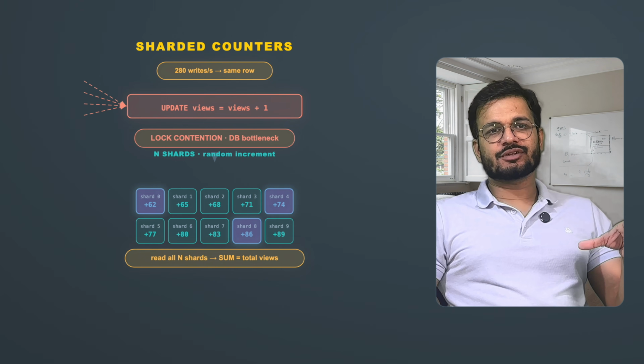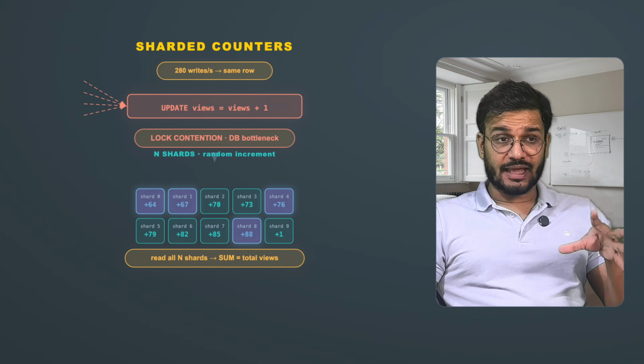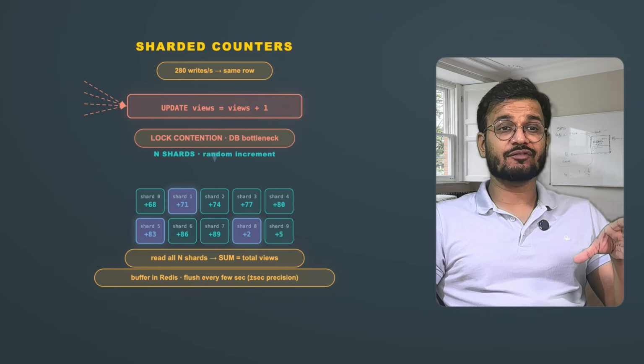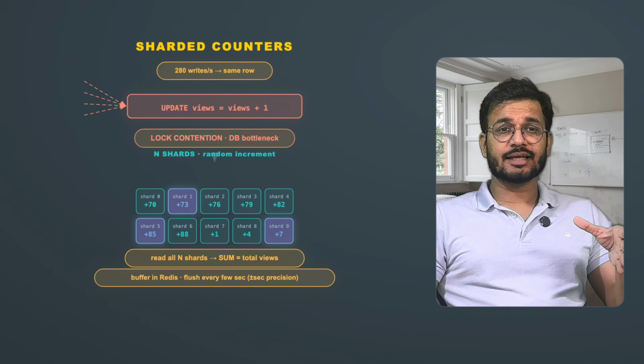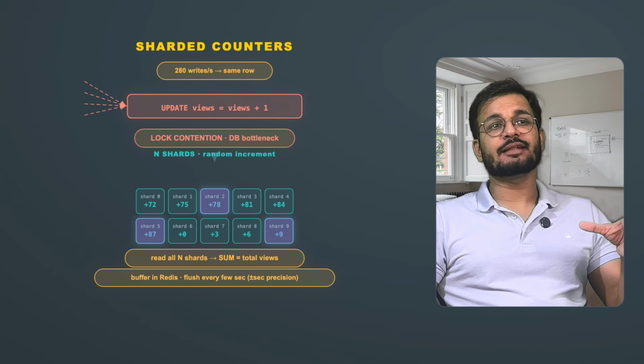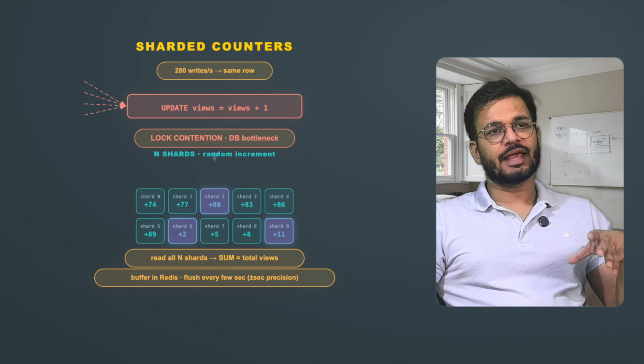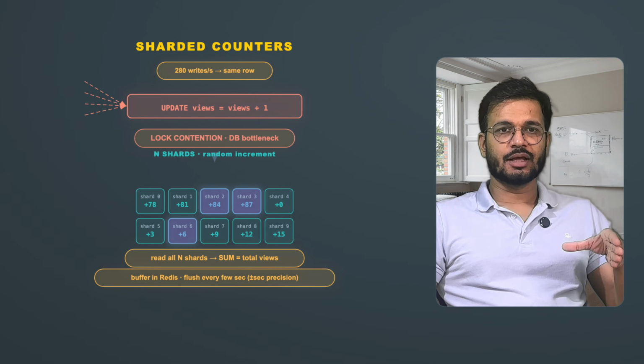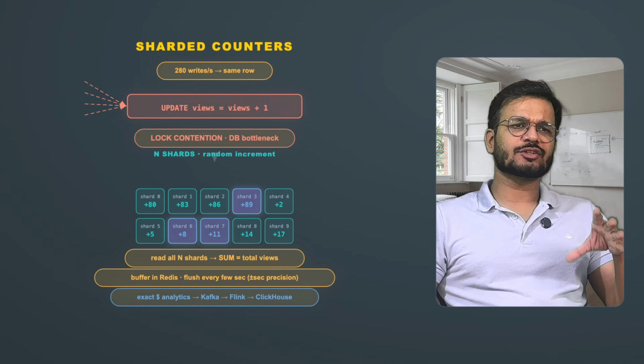The lock contention is reduced by a factor of n, but you still might not want to write to the database on every single view. Instead, you buffer view events in memory or in Redis. Every few seconds, you flush the buffer to the sharded counter table. You lose at most a few seconds of precision.